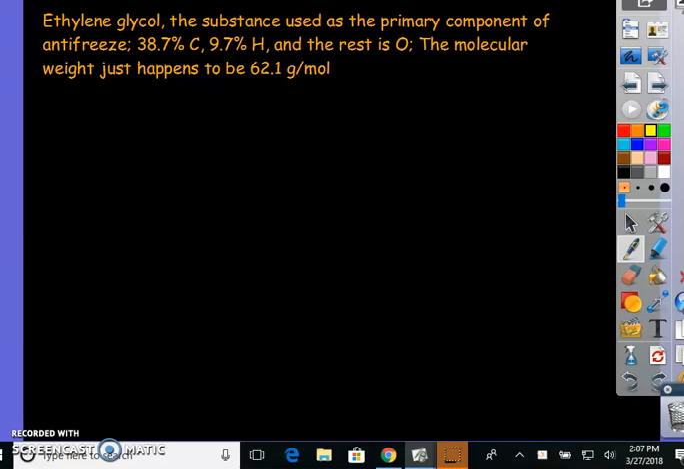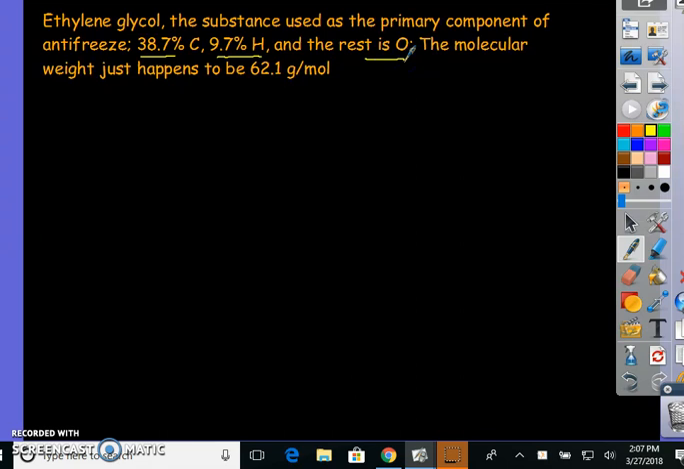Okay, so I thought I'd start this lecture off with a review. I mean, you guys seem pretty confident in it, but it might warrant revisiting for just a little bit. And so let's take a look at some empirical and molecular formulas. If you remember, they have given us the percent composition of a compound, ethylene glycol.